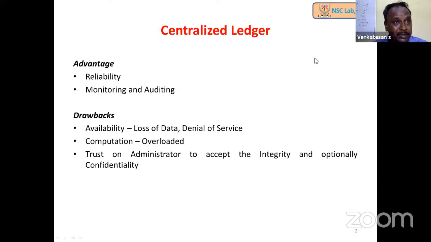And next, if it is centralized, we have to trust the administrator, either for integrity or if we need confidentiality. But these days we always talk about zero trust. So we have to trust, considering the trusted third party, we are going. But there are certain applications like banks and all. So we always consider that they don't do any modification and go accordingly.